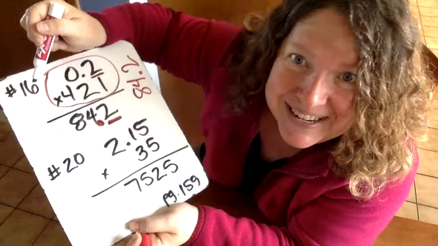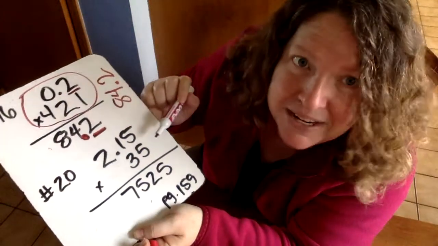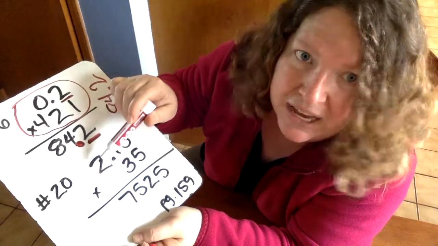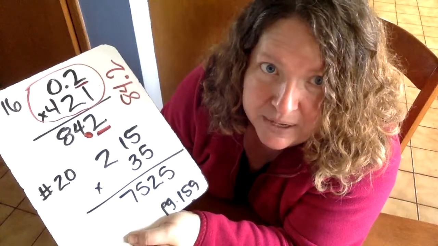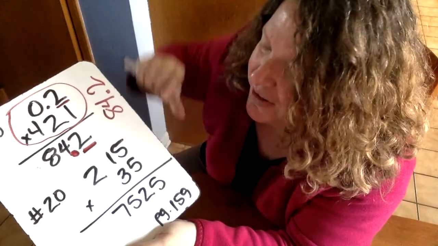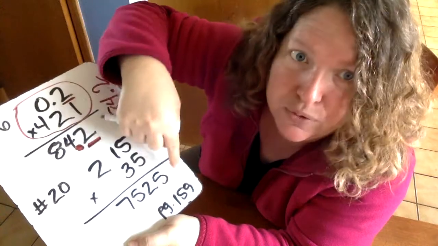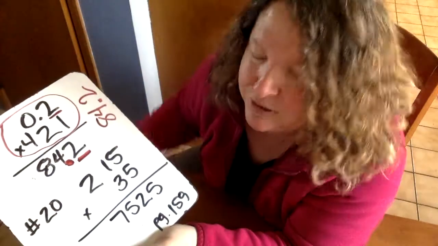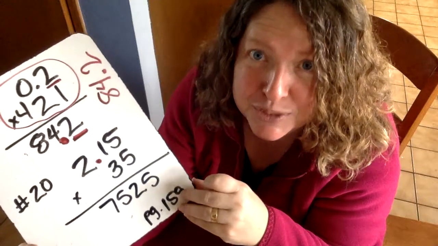Let's do that number 20. So that was number 16 on page 159. Here's number 20: 2 and 15 hundredths times 35. Now again, if you take out the decimal place, and if you multiply 215 times 35 using any method except your calculator, don't use your calculator right now, you will get 7,525. But then you need to remind yourself you're going to go back and put that decimal place right back in where it was, because this is a decimal problem.